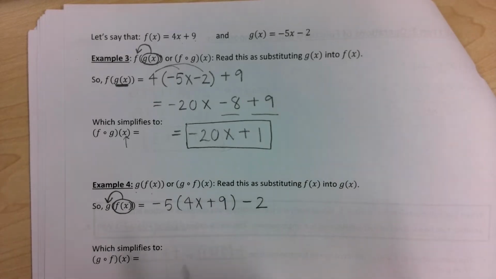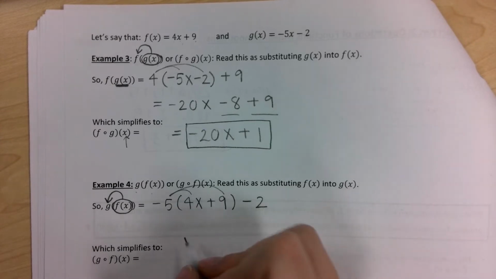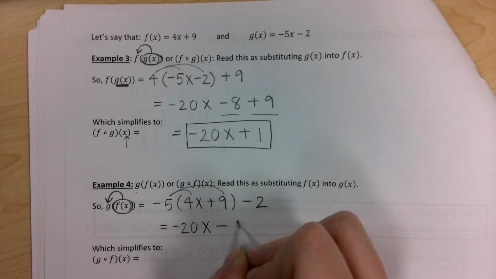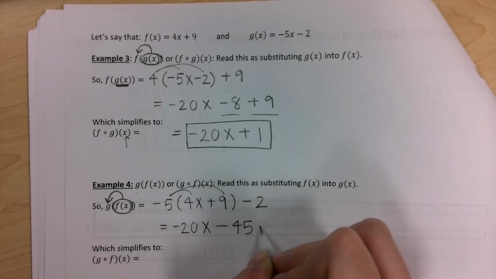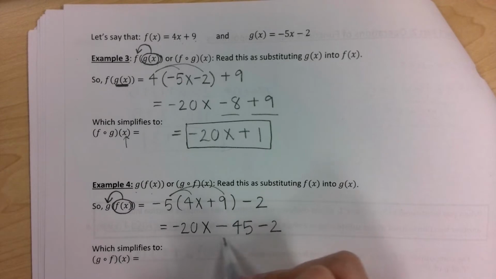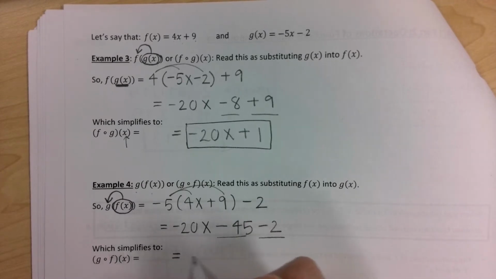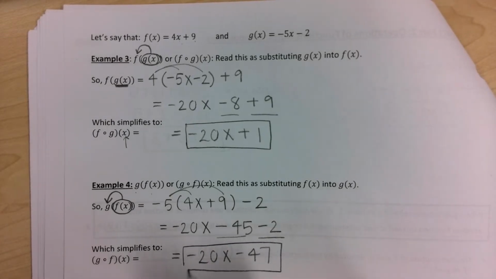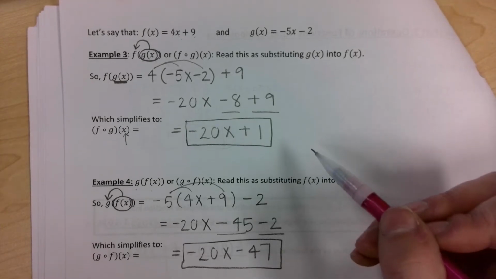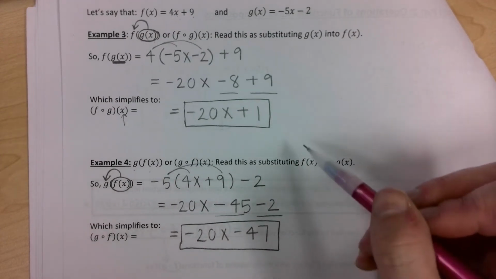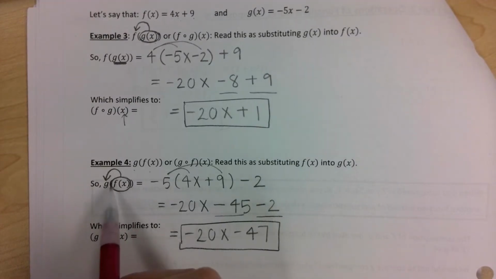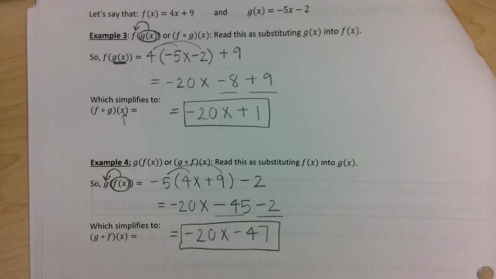Again, I need to simplify, so I'll distribute my negative 5. So negative 20x minus 45 minus 2. Negative 45 minus 2 gives me negative 47. Notice that example 3 and example 4 give you slightly different answers, so it is important that you slow down, pay attention to which function is being plugged into where.